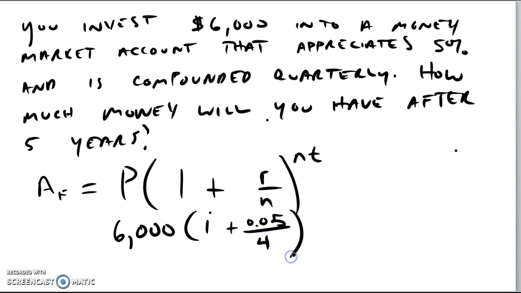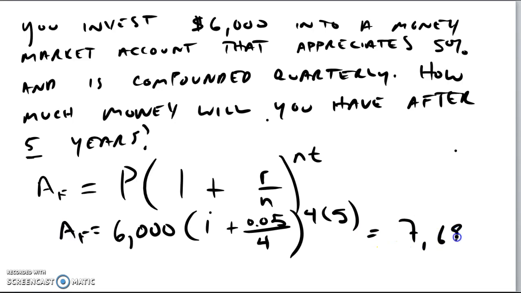You're going to use 4, quarter means 4. And how much money we have after 5 years, so it's compounded quarterly, or n is 4 again, and we're going 5 years. And the final answer is 7,692, oops, that should be a decimal point, and 22 cents.